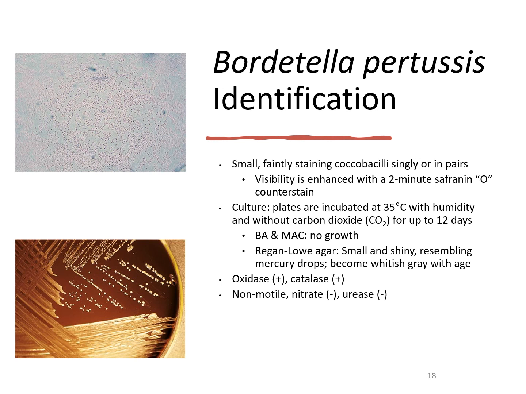There's no growth on blood agar or MacConkey, so these organisms are plated on Regan-Lowe agar. And when they grow on this agar, they produce a small, shiny colony that can resemble a mercury drop. And then over time, they can be a whitish to gray with age. And so you can see an image of that there. They are oxidase positive, catalase positive, and they are nonmotile, nitrate negative, and urease negative.